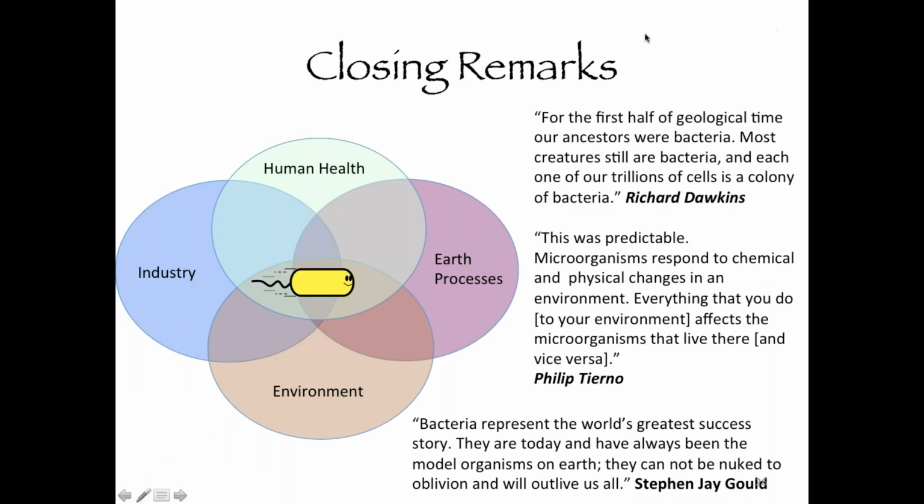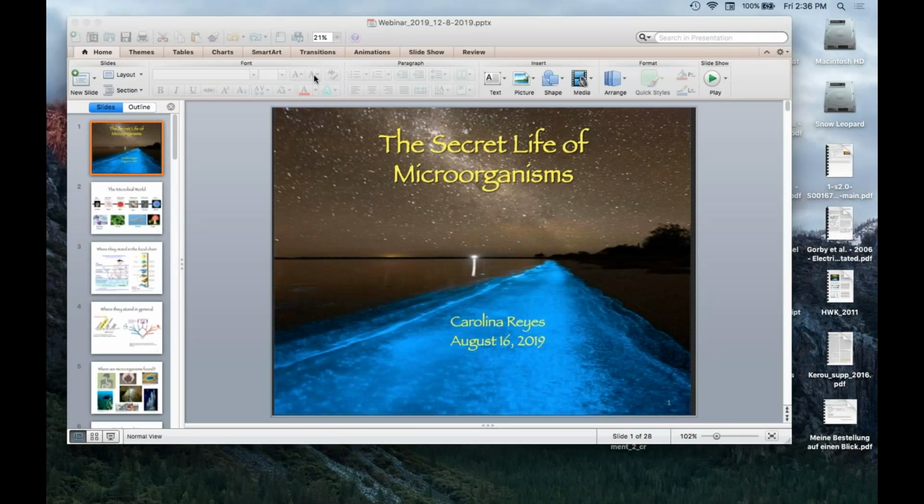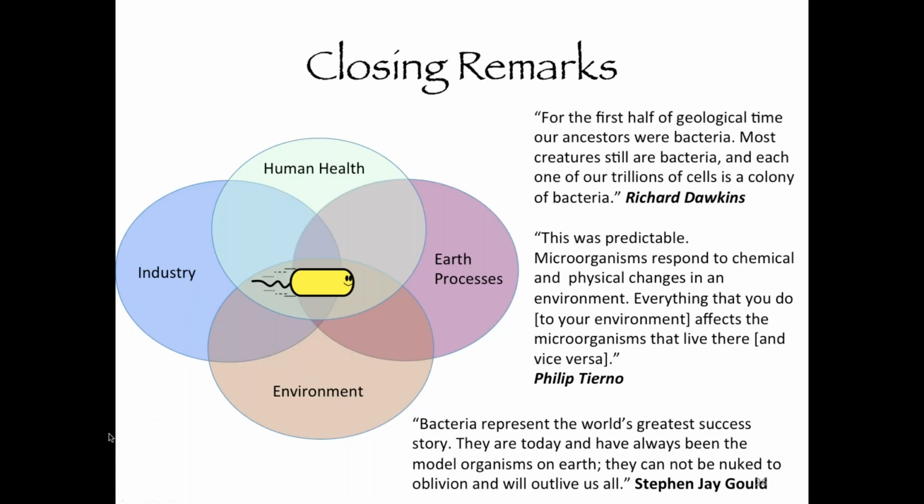So hopefully with this, I have shown you how microbes can influence the environment and also society. And some closing remarks for this. For the first half of geological time, our ancestors were bacteria. Most creatures still are bacteria, and each one of our trillions of cells is a colony of bacteria. This was predictable. Microorganisms respond to chemical and physical changes in an environment. Everything that you do to your environment affects the microorganisms that live there, and vice versa.